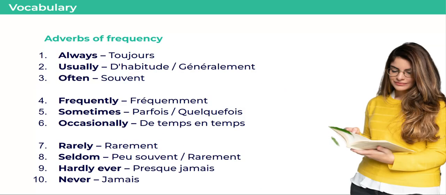So what are these adverbs of frequency? We have always, usually, often, frequently, sometimes, occasionally, rarely, seldom, hardly ever, and never. So adverbs of frequency tell us how often, or the frequency, the times that we do a specific action. How many times we do a specific action.